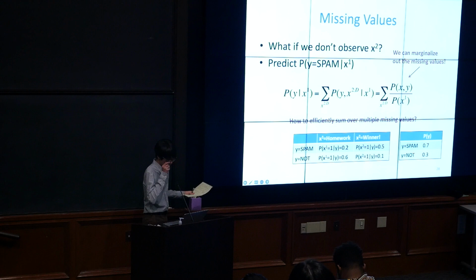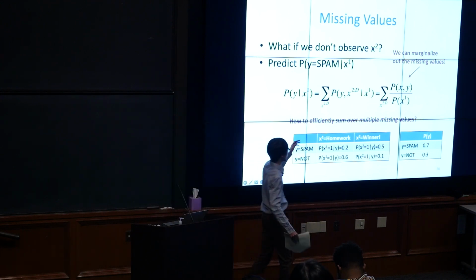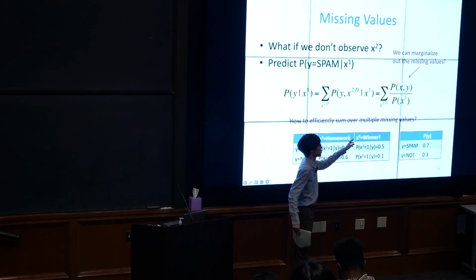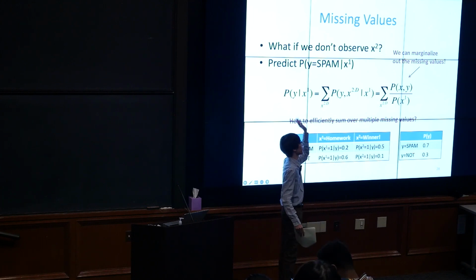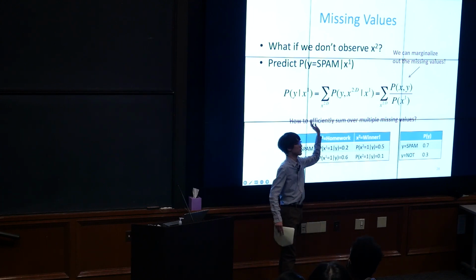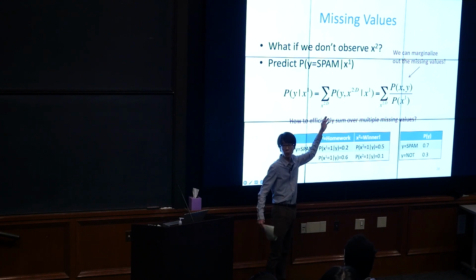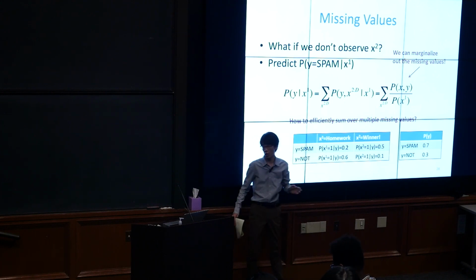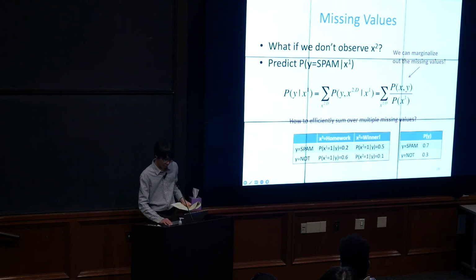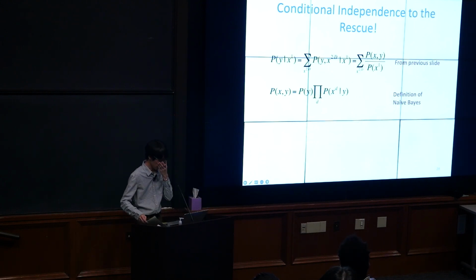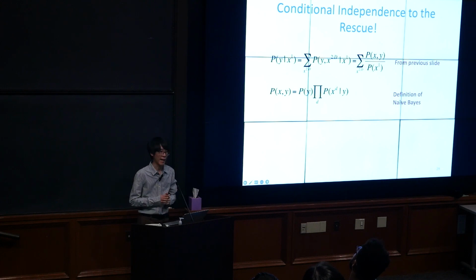One of the points here is that in this case we have 2 elements, so this is just 1 dimension to sum over. But what if d is 10,000? If we're trying to predict y equals spam based on x1, we have to sum over 9,999 values. That can get pretty computationally expensive. So instead, we can take advantage of conditional independence to alleviate the cost of adding up all of those 9,999 values.